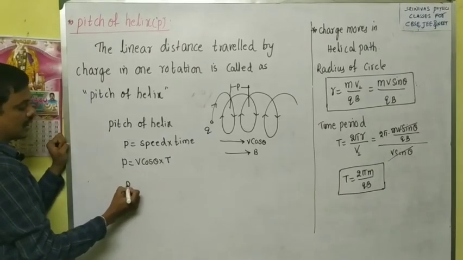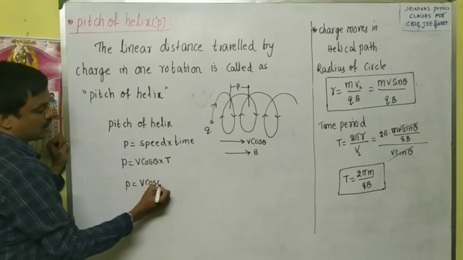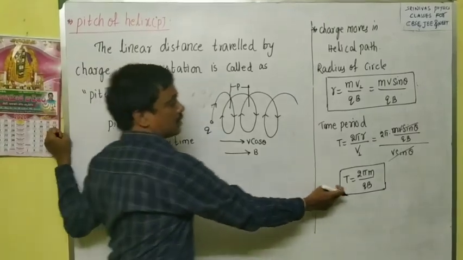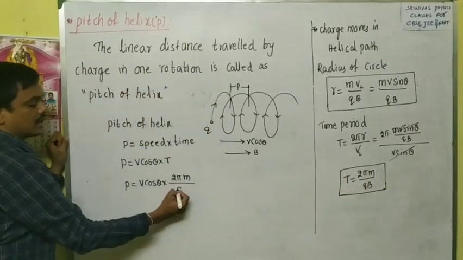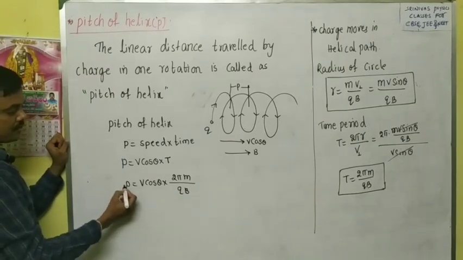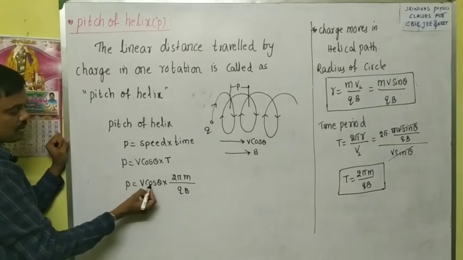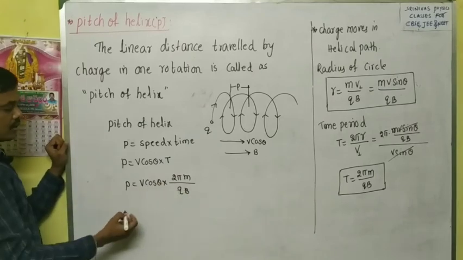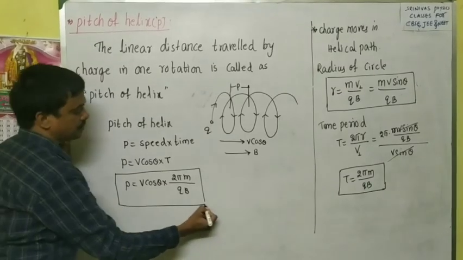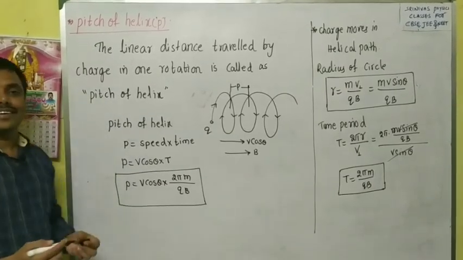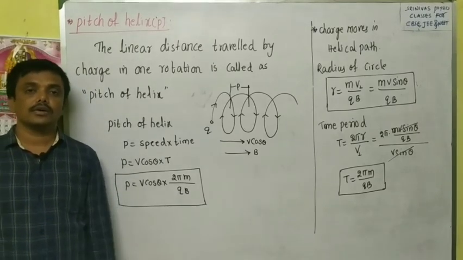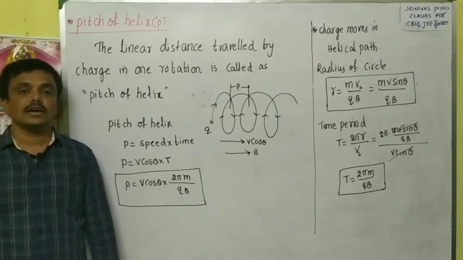We already know the time period formula. The time period for one rotation we derived here: T equals 2 pi m by qB. Then we substitute it here, and finally we get the pitch of helix formula: v cos theta into 2 pi m by qB. This is the formula for pitch of helix. This is today's topic, so write notes on it by taking screenshots.